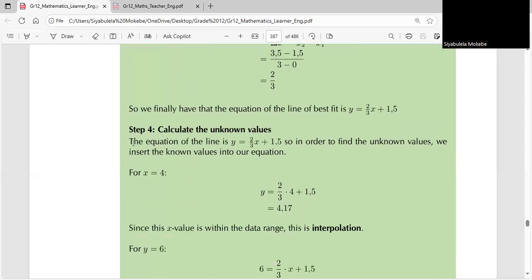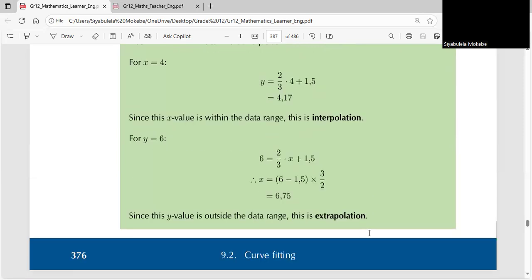All right. So the equation of the line is y equals 2/3. In order to find the unknown, we just insert x. If you plug x there, then this is our value. Since this x value is within the data range, this is interpolation. Whereas for y, because y is outside the data range, this is extrapolation.